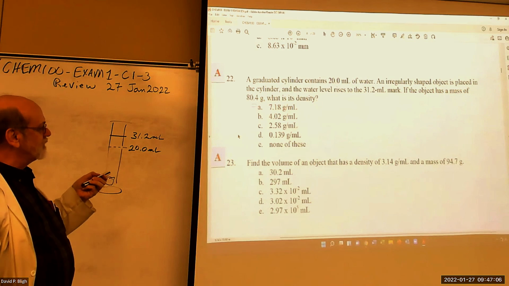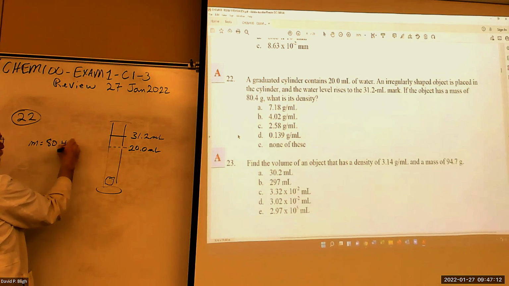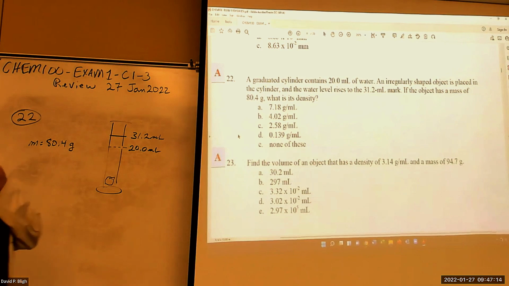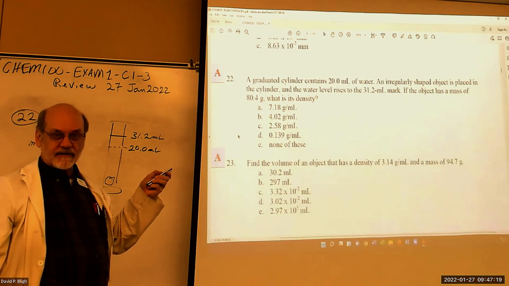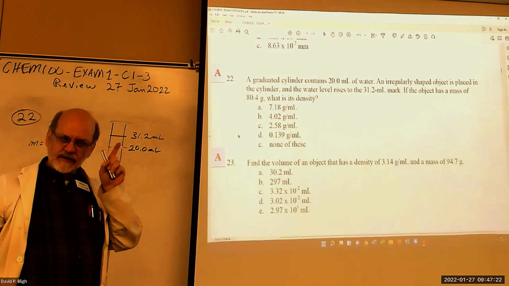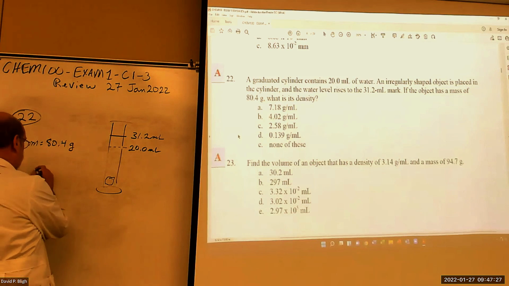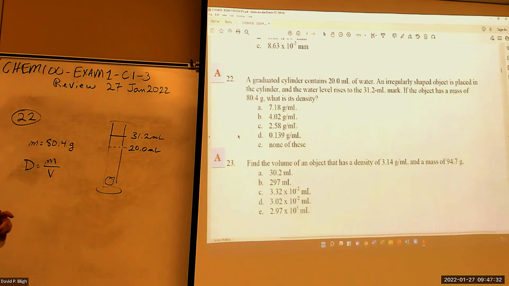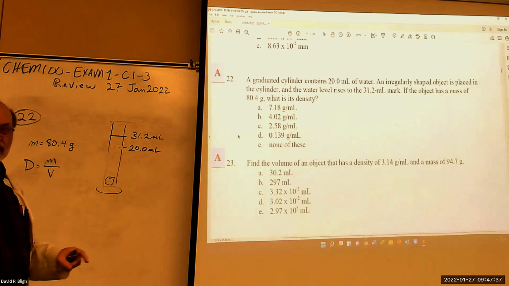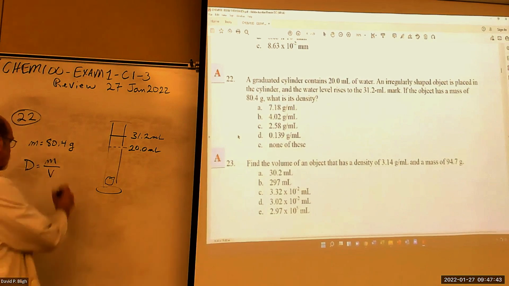If the object has a mass of 80.4 grams, mass is equal to 80.4 grams. What's the density? That's the question. Right? So what do we need to know to answer that question? How do you calculate density? Density is a formula. Mass per volume. Okay? So now we look to see, do we have the information we need to solve for that answer? Yep, we've got mass. Check that off.